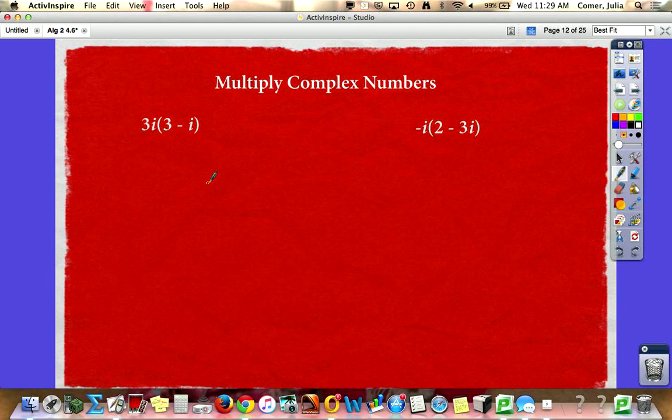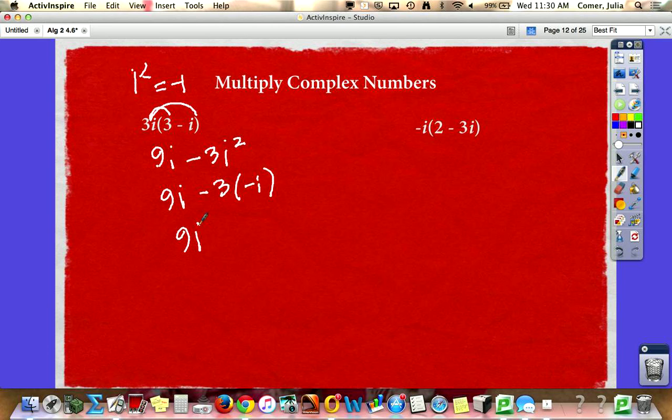Multiplying complex numbers, we're going to manipulate these the same way, but we just have to keep in mind that i squared is equal to -1. So 3i times 3 is going to be 9i. 3i times -i is going to be a -3i squared. But we know this is the same as -3 times a -1, and -3 times -1 is equal to +3. Typically when we write these, we have the real numbers first and then the imaginary, so 3 plus 9i.